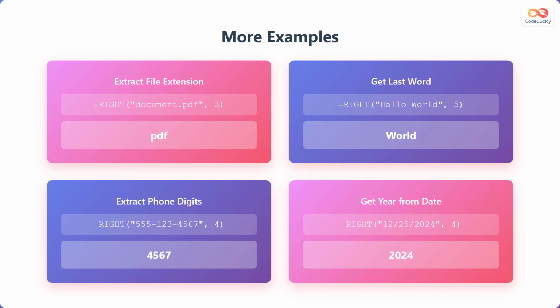In the third example, we extract the last four digits of the phone number 555-123-4567 using the formula equals RIGHT, open parenthesis, "555-123-4567", 4, close parenthesis, which returns 4567. In the fourth example, we get the year from the date 12/25/2024 using the formula equals RIGHT, open parenthesis, "12/25/2024", 4, close parenthesis, which returns 2024.